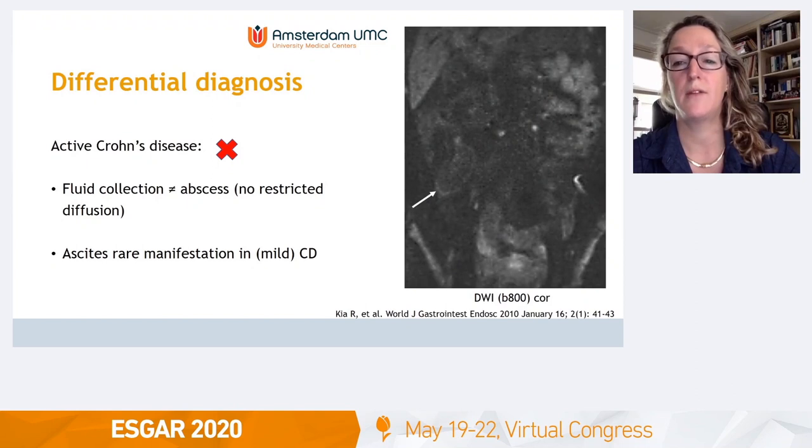Also, we can see that the fluid collection is not an abscess, as the collection does not show restricted diffusion at all, as you can see on the image. And lastly, ascites is a very rare manifestation in mild Crohn's disease and also even in more severe Crohn's disease.